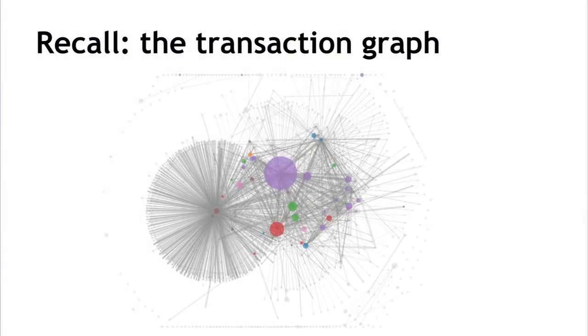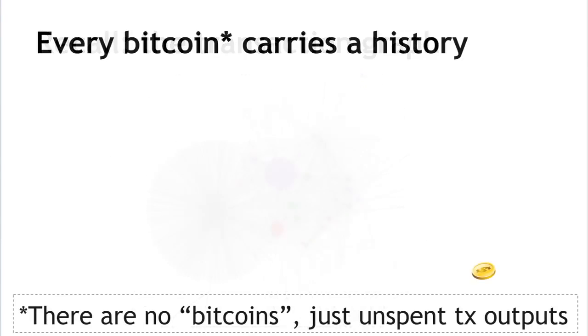So recall from the lecture on anonymity especially, we talked about the transaction graph of Bitcoins and the fact that you can trace ownership of value in the Bitcoin system over time. So every Bitcoin has a history. Of course, keeping the caveat in mind that there's no such thing really as a Bitcoin, just unspent transaction outputs, but we'll think about them as coins.